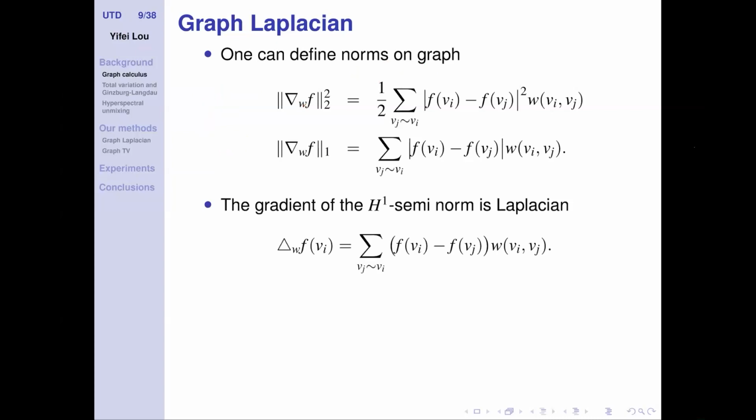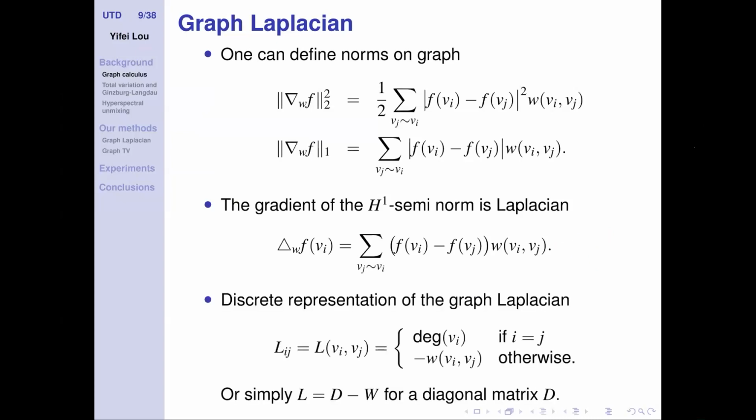So by standard calculus, we know that if we take the derivative of the H1 seminorm, we get the Laplacian. Same thing here. We can take the derivative of this graph H1 seminorm. We get what is called the graph Laplacian. And this graph Laplacian can be discretized as a matrix L multiplied by f. Okay, and then this matrix L has this form. On the diagonal, it is the degree of every node, and on the off diagonal, it is the negative of w(vi, vj).